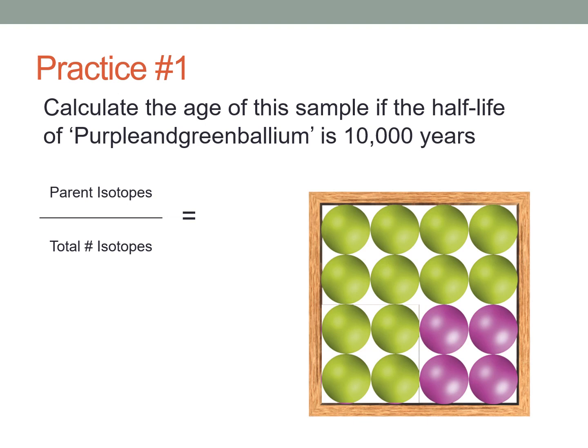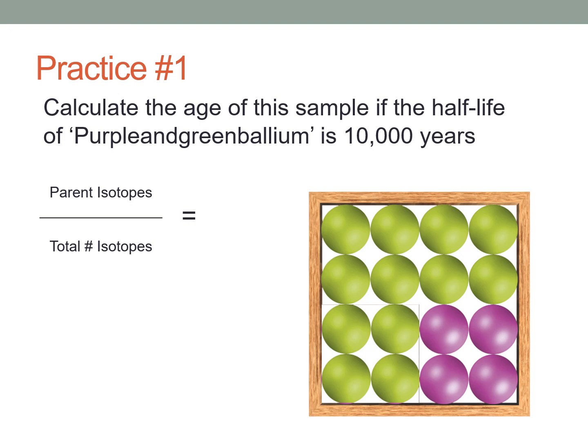So let's just take a look at a couple of practice problems real quick. Here's how you're going to do this. Practice number 1 says calculate the age of this sample if the half-life of purple and green volume is 10,000 years. You have to look at the number of parent isotopes and divide it by the total number of isotopes. If we look at this sample here, our total number of isotopes is going to be 16. So we've got 1, 2, 3, 4, 5, 6, 7, 8, 9, 10, 11, 12, 13, 14, 15, 16. Okay, so 16 is our total number.